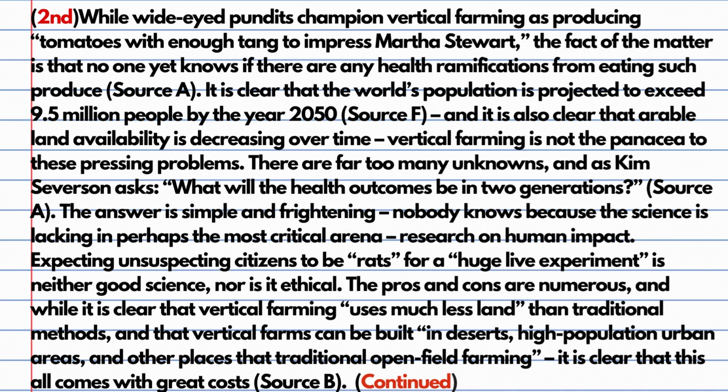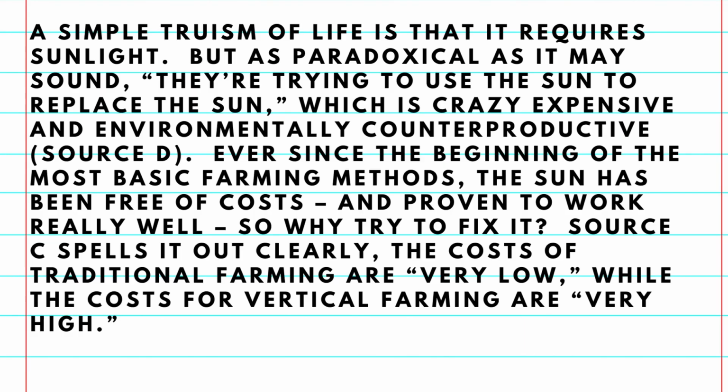Next, we have to ask ourselves, because we're not done, right? We have to ask ourselves, how do we keep that promise? Because we still have that second promise that we mentioned in that enumerated first premise. So let's see here. A simple truism of life is that it requires sunlight. But as paradoxical as it may sound, they're trying to use the sun to replace the sun, which is crazy expensive and environmentally counterproductive. Source D.